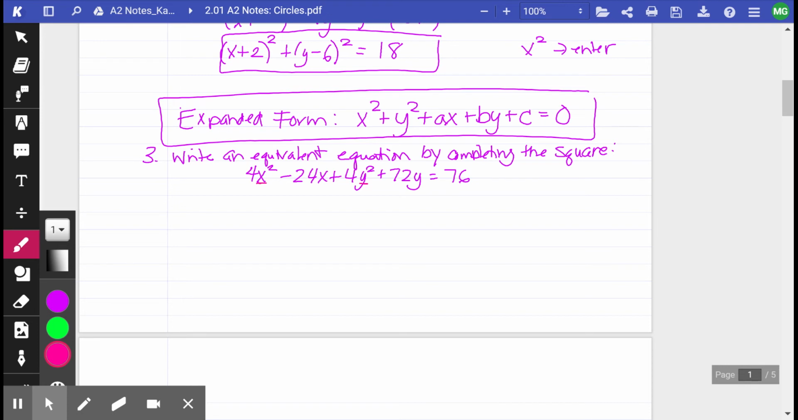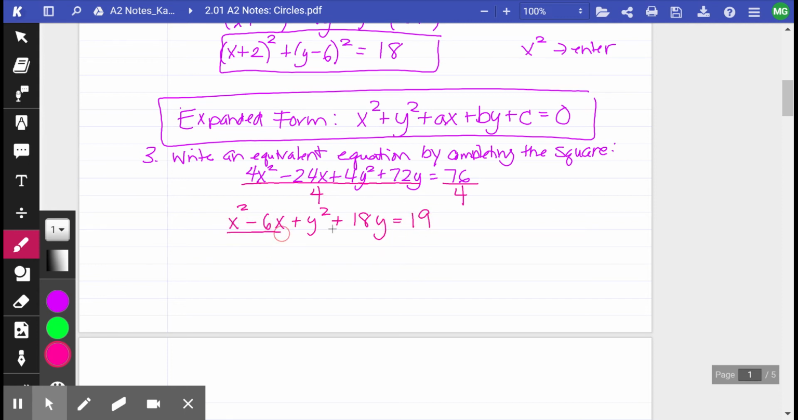So you're always going to divide by whatever that coefficient of x squared and y squared is. There is another way of doing it where you factor it out, which you'll have to do next year in pre-calc when sometimes the coefficient of the x squared and the y squared is not the same. But for our purposes this year, dividing out 4 for all the ones we're going to do will work just fine. So I'm going to divide every single thing by 4. That's going to give me x squared minus 6x plus y squared plus 18y equals 19.